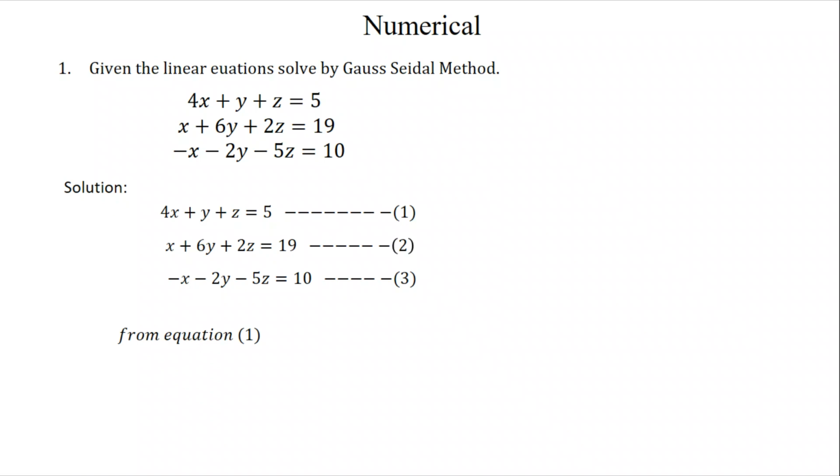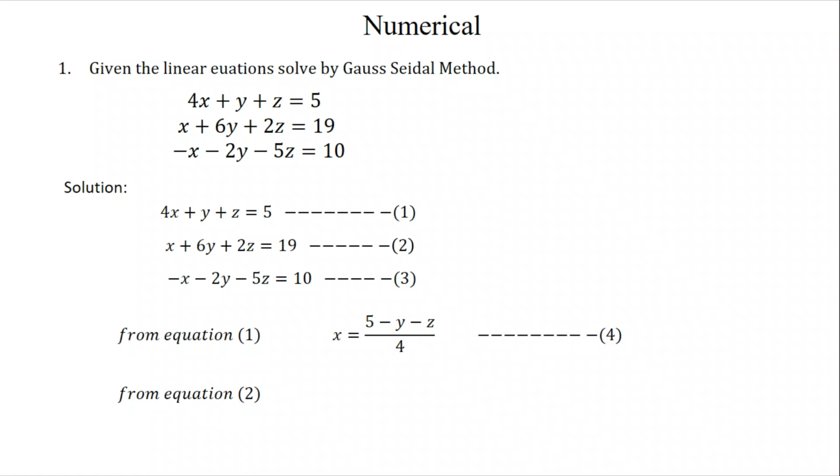After naming, from equation 1 we have to find the equation of x. How to find this? Keep all the terms except x on the right side, and divide by the coefficient of x. So x = (5 - y - z) / 4. This is equation number 4.